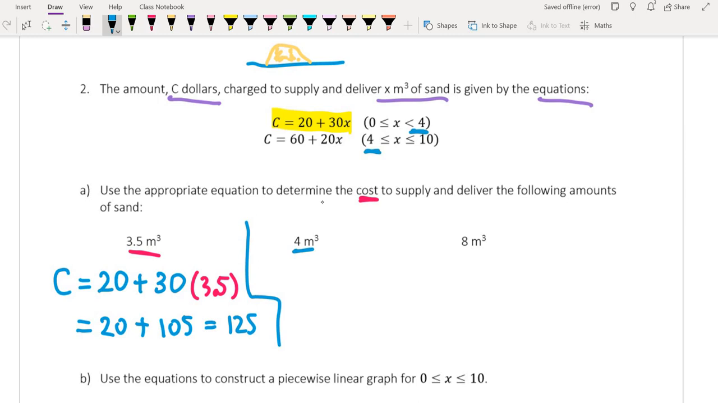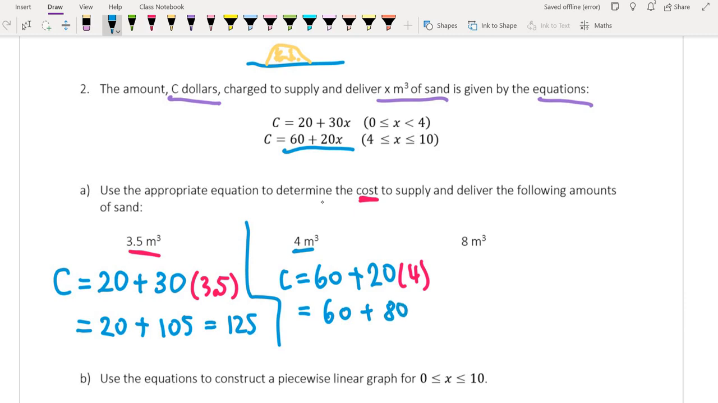Now, if we order 4 meters, be careful where 4 meters is. 4's here, 4's here. But 4 is only included in the second part of the equation. It's not included here. It actually stops just before 4. So we need to be using this one. So here we've got cost equaling $60 no matter how much we order, plus 20 times how much we're actually ordering. So that's going to be 60 plus 80. So it's going to be $140 altogether.